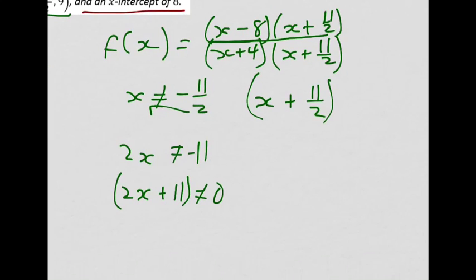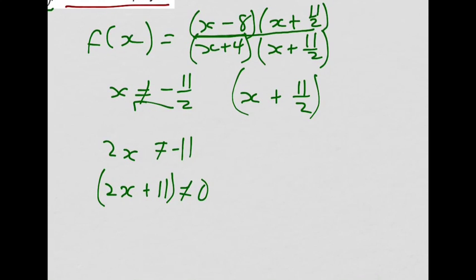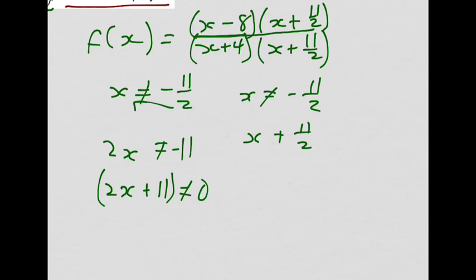This also works though, because this is just an algebraic manipulation of this, right? So that would look like this. So we took x cannot equal negative 11 over 2, and we brought it over, right? So that's how you guys got yours, right? If you multiplied everything by 2, you have the same thing essentially, right? So you could do either one. Does that make sense?